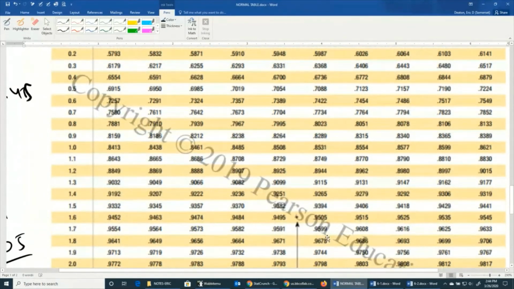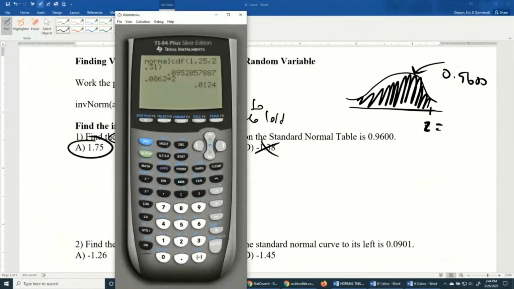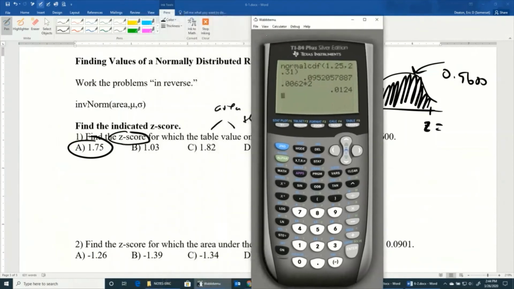0.9600. We're not going to find it exactly, but we're going to get really close to it, which is that value right there, which is 1.75. So let's see if 1.75 is an answer or a choice. And there it is. The answer is A.